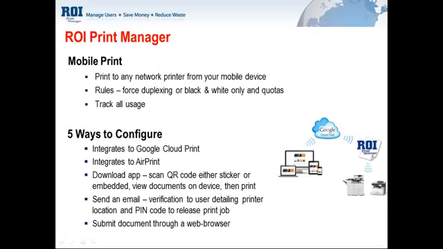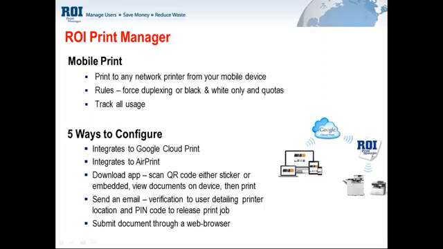With our mobile print product, it's probably one of the strongest products on the market today. This is the ability to print to any printer on the network from your mobile device. It can also put rules in place as well once the user gets to that device, and it obviously tracks all their usage as well. It operates on Android and iOS, and it can be configured in 5 different ways. ROI integrates to Google Cloud Print. We also integrate to AirPrint. There's no change in the workflow for the user. We simply collect their credentials as they gain access to the network.